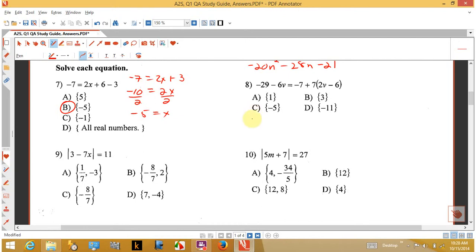The next one, negative 29 minus 6v is equal to a negative 7. Let's distribute the 7 in. That would be plus 14v. 7 times a minus 6 is a negative 42. Alright, let's combine terms. So I'll have a negative 29 minus 6v, and I have a negative 7 minus 42. So that's going to be 14v minus 49. Okay, let's add 6v to both sides.